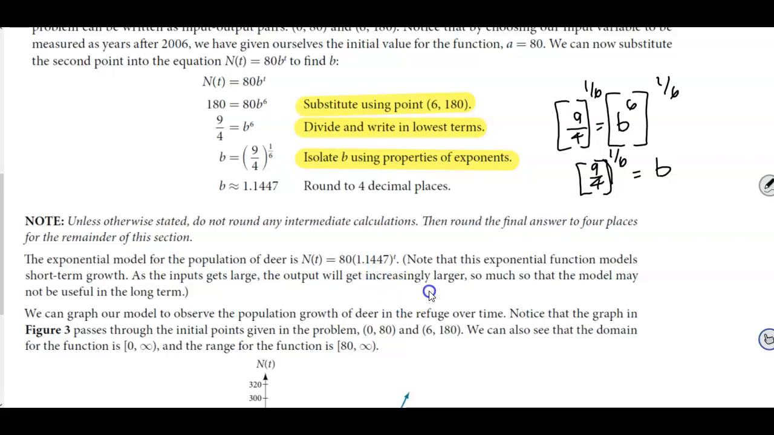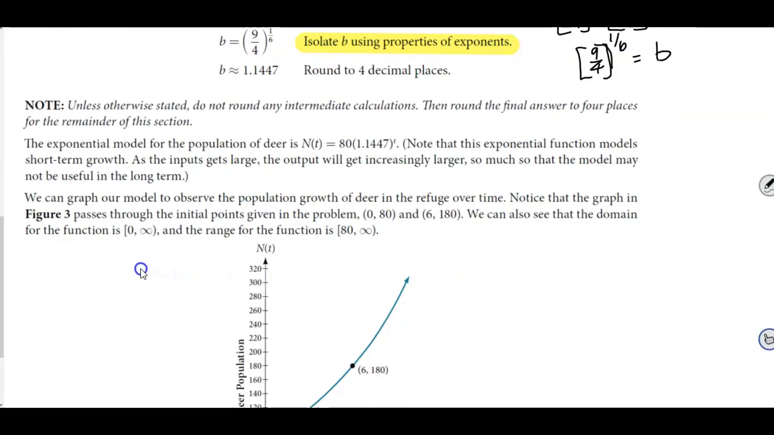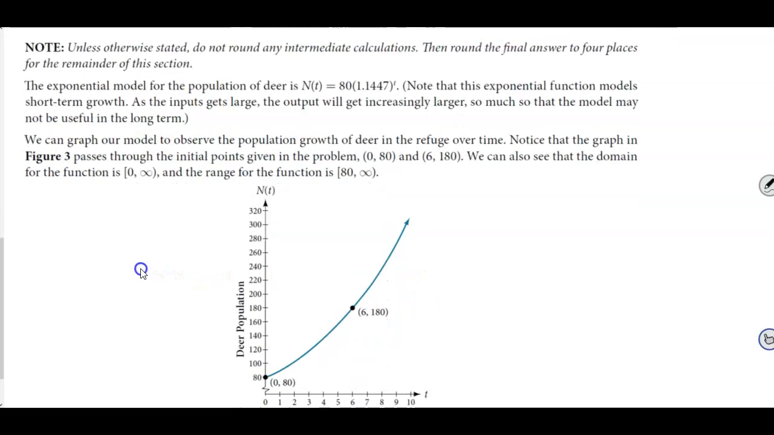And note that this exponential function models short-term growth. As the inputs get large, the output will get increasingly larger, so much so that the model may not be useful in the long term. So we can graph our model to observe the population growth of the deer in the refuge over time. Notice that the graph in figure 3 passes through the initial points given in the problem, which are (0, 80) and also (6, 180). We can also see that the domain for this function starts at 0 and goes to positive infinity, and the range starts at the value of 80 and goes all the way up to positive infinity.